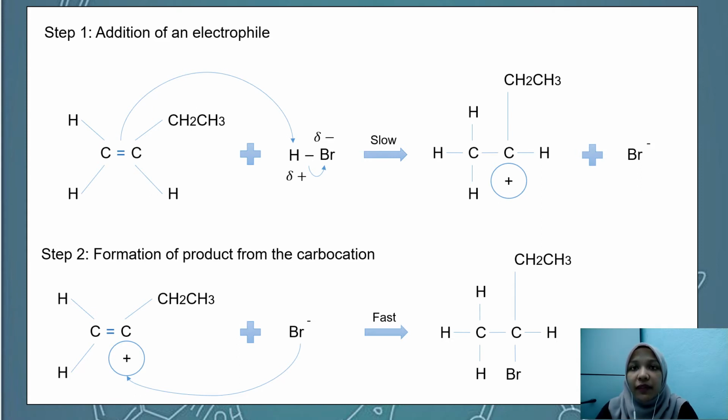The second step is formation of product from the carbocation. In this step, Br minus becomes the nucleophile. Br minus will attack the C plus. The product formed is 2-bromobutane. The new bond is formed in a fast rate of reaction.